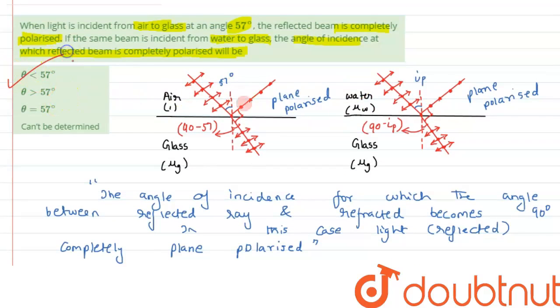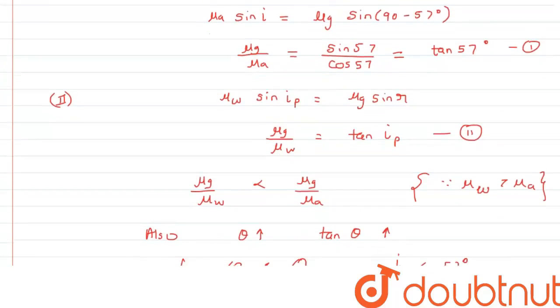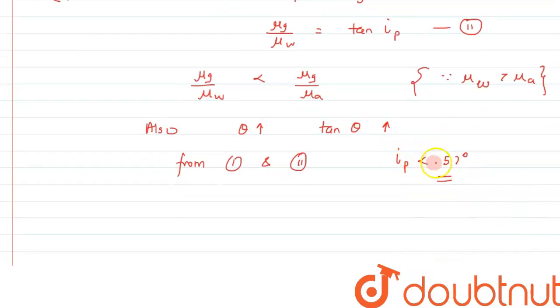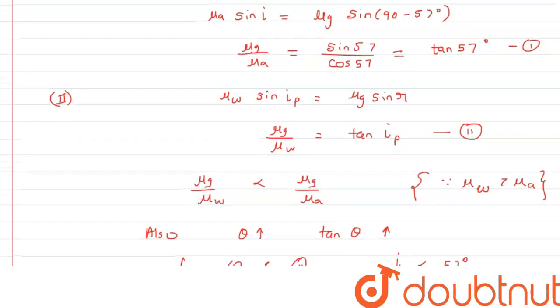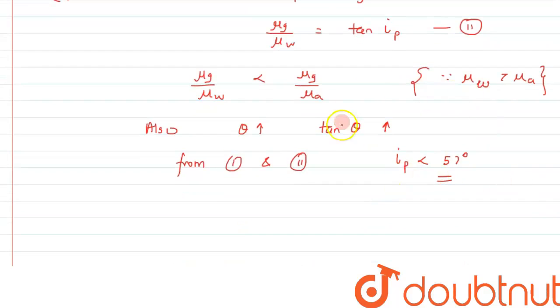So from the options given we can say the correct option is option number a. I hope you have understood the concept from where we have written this. As the value of this ratio is less than the value of this ratio, therefore the value of ip has to be smaller than 57 degree. So from that we have got this result. I hope you have understood the concept, and thank you for watching.